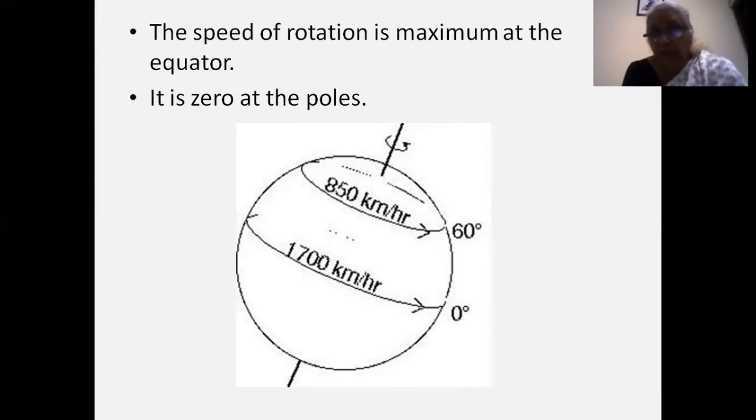So the speed of rotation is decreasing because obviously the surface area is less. The greater the surface area, a greater surface area is being covered in a 24-hour period when you compare it to the poles. That is, over the equator, it's obviously much faster.